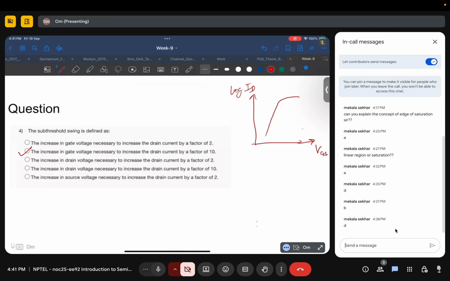Looks like this. We measure in this delta V, how much this delta V is required to change the current by a factor of 10. So SS is delta V by log ID2 minus log ID1. So this is ID2, ID1. It's option B.